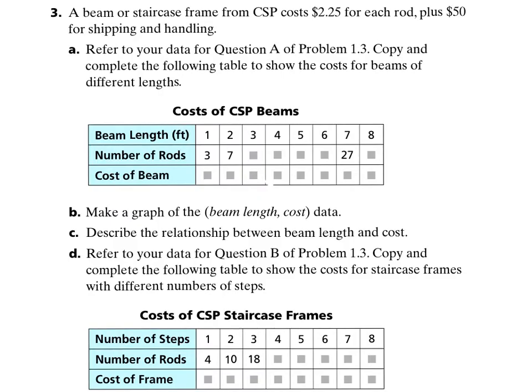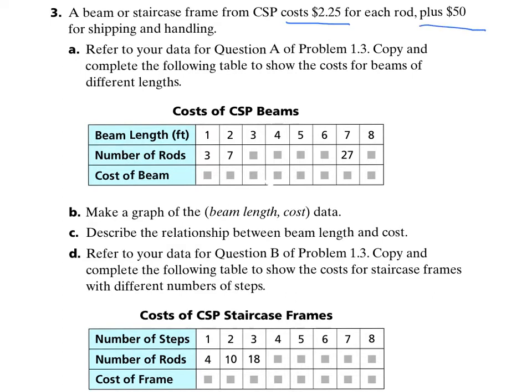So in our homework question, we're still looking at the company that makes things out of steel rods. They make beams and staircase frames. But in this case, we've added another element, one more variable. So now students are introduced to the cost of making these beams, and it's told to them that each rod costs $2.25, and it costs an additional $50 for shipping and handling.